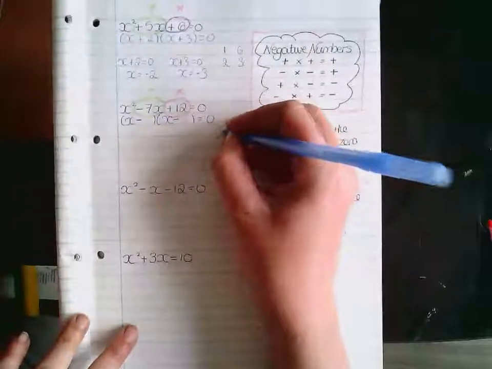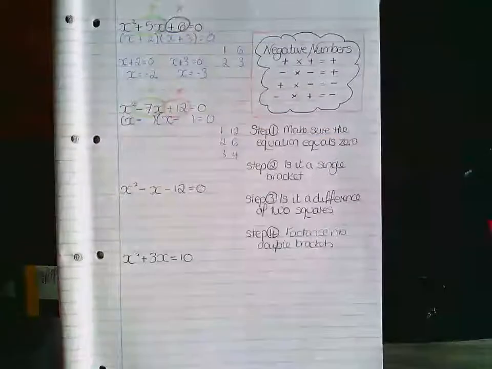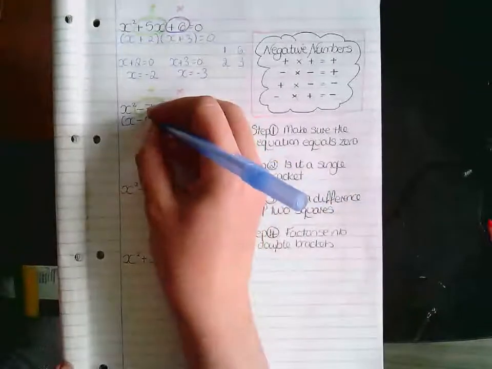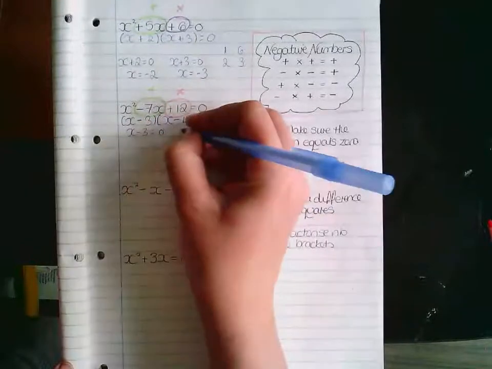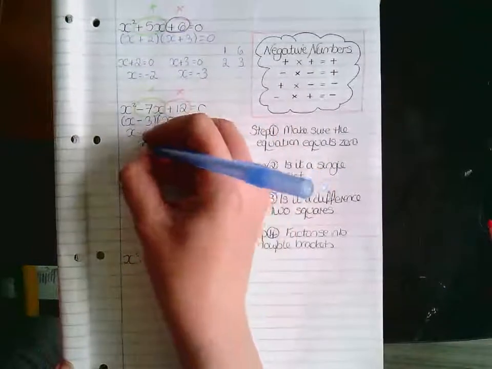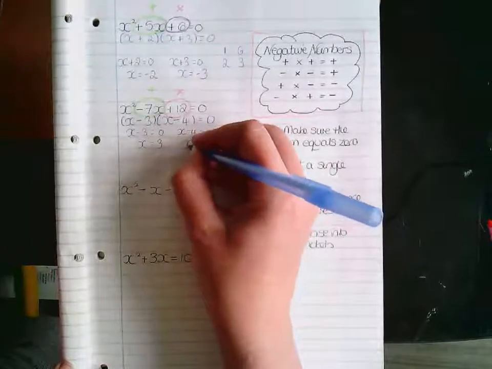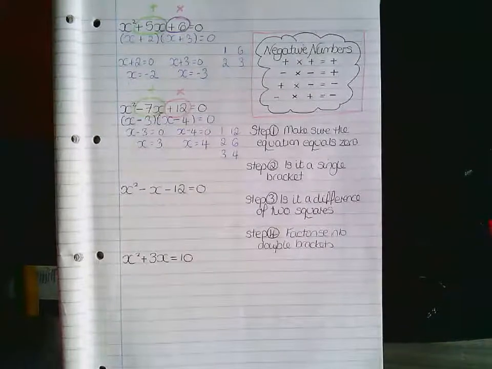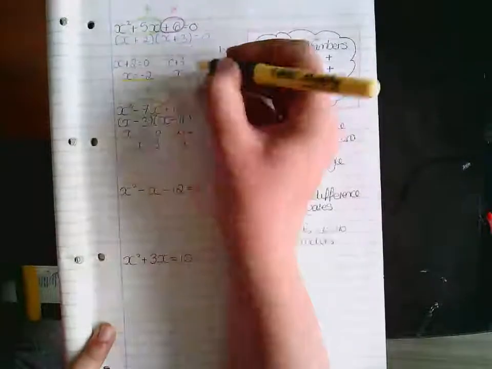Right, numbers that multiply to make 12, 1 and 12, 2 and 6, 3 and 4. Which pairs of those make the 7? 3 and 4. So I'll put 3 in one bracket, 4 in the other. Now, as above, I'll make each bracket equal to 0. So if x minus 3 equals 0, x has to be 3. And in this one, x minus 4 equals 0, so x has to equal 4. So we've got 2 answers. That's the key thing to remember on these. We always have 2 answers. Now, I just want to make sure they're nice and clear. Just going to underline them there.